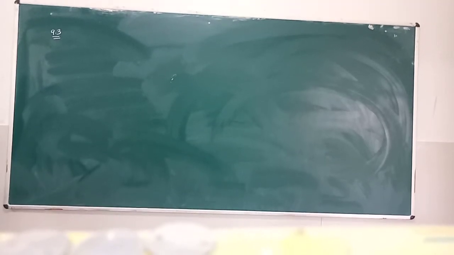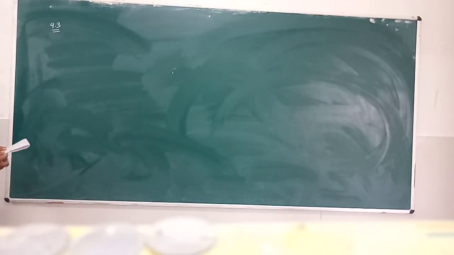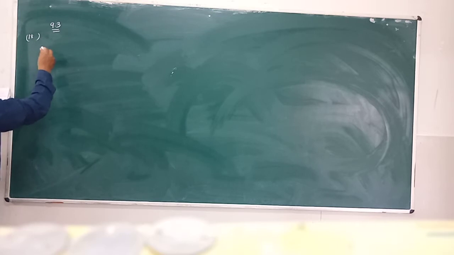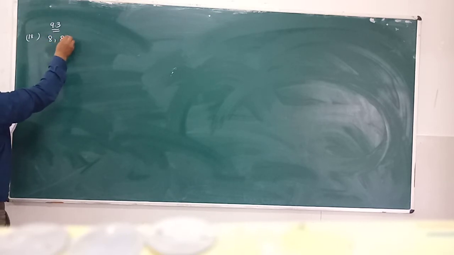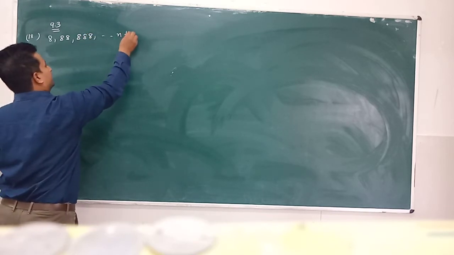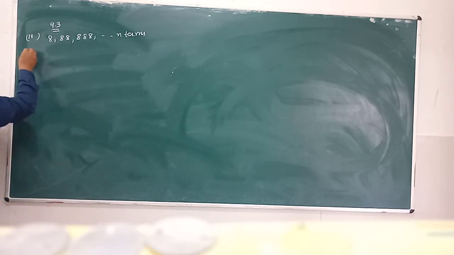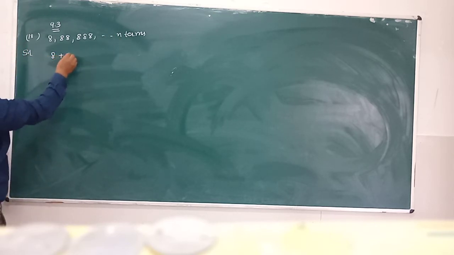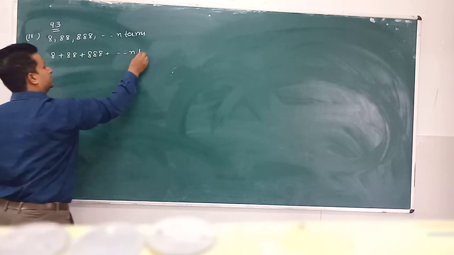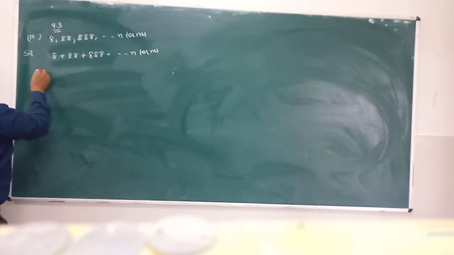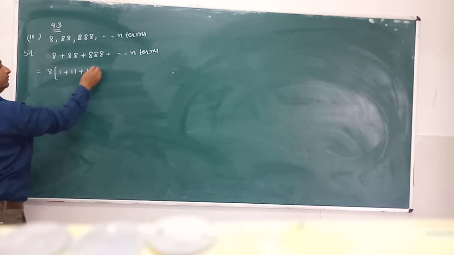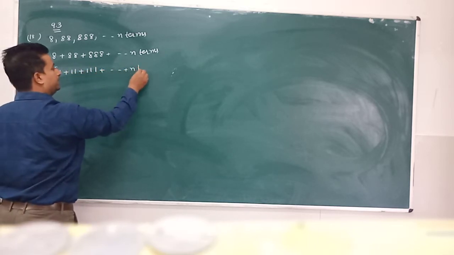Good morning, students. Today we will discuss the remaining questions of exercise 9.3, in which question number 18 is: find the sum of 8, 88, 888, 8888 up to n terms. So for the sum 8 + 88 + 888 + ... up to n terms, we first take 8 common. So this is 8 times (1 + 11 + 111 up to n terms).